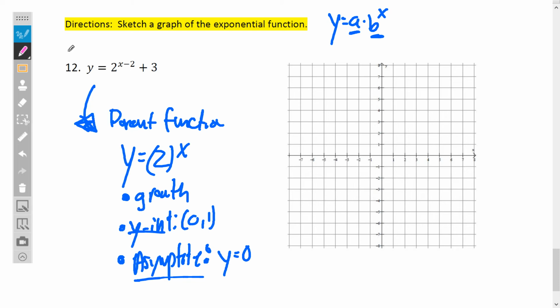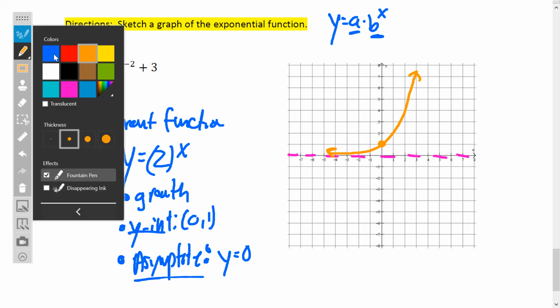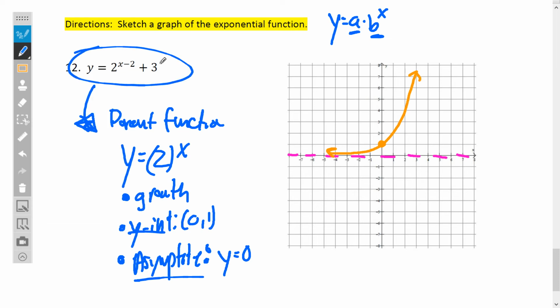So let me just do a sketch of my parent function. So my asymptote's here. I know that it's growth. And I know that the y-intercept is at 1. So it looks something like this. Now, that is my parent function. That's not the one I'm trying to graph here.